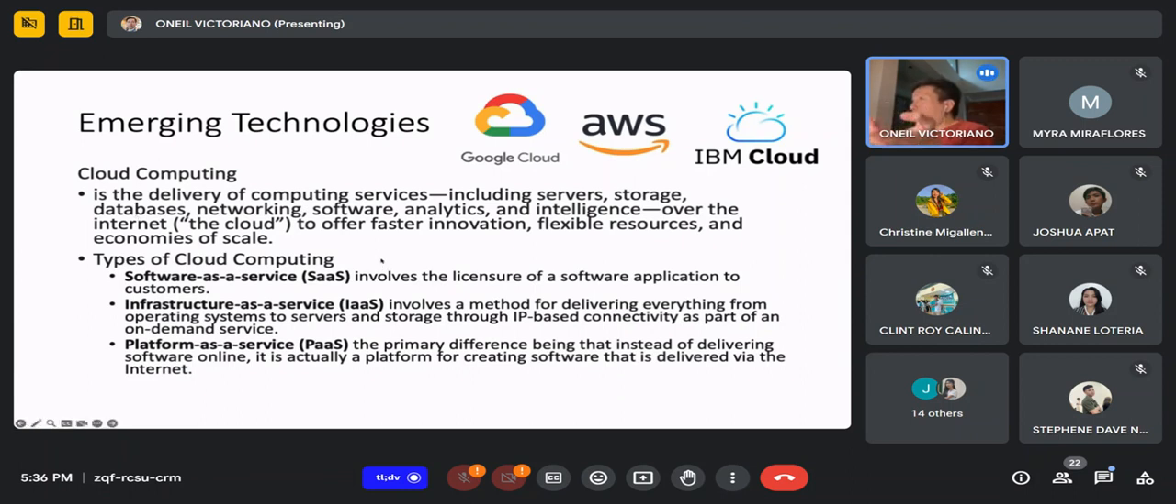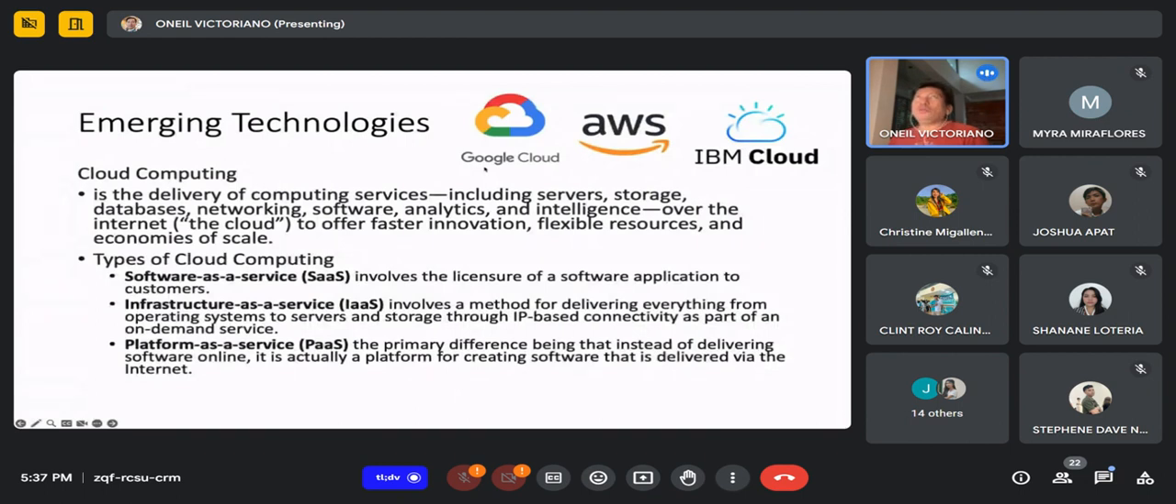And it's a faster innovation because most of our data are actually cloud based. And it might be flexible resources because it's shared resources, particularly with hardware components. So the organization will not have a physical infrastructure at the local level, but rather the servers are actually in the cloud, or in different servers. So these are three main players now for cloud computing. We have Google Cloud, you have AWS, we have IBM Cloud.